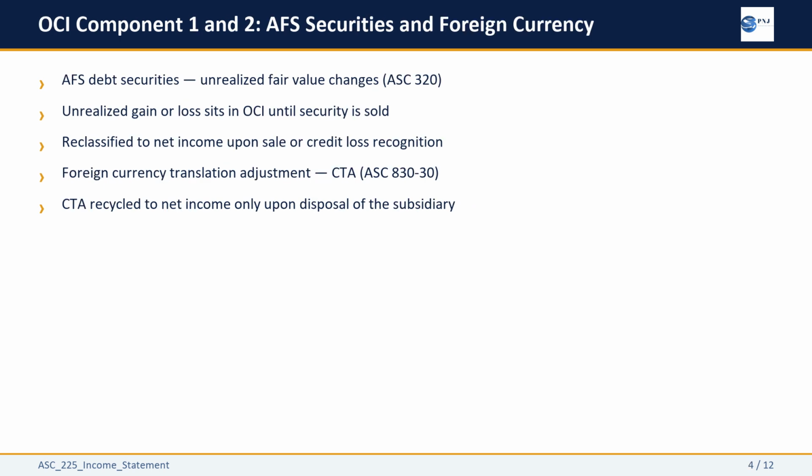The first 2 OCI components involve items that are real but not yet realized. Available for sale debt securities change in fair value every reporting period, but because you have not sold them, the gain or loss sits in OCI until you do. When you sell or recognize a credit loss, that amount is reclassified into net income. Foreign currency translation adjustments work similarly. Translating a foreign subsidiary's financials into the parent's reporting currency creates differences that park in OCI. Those differences only recycle to net income when the subsidiary is sold or liquidated.